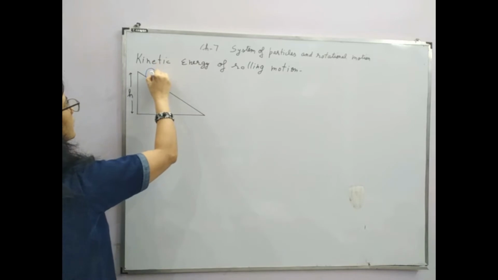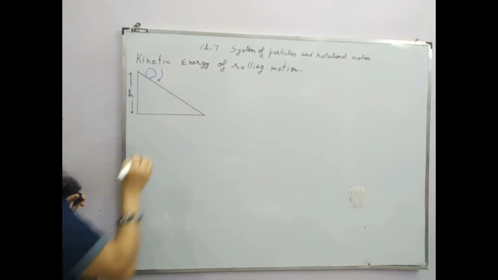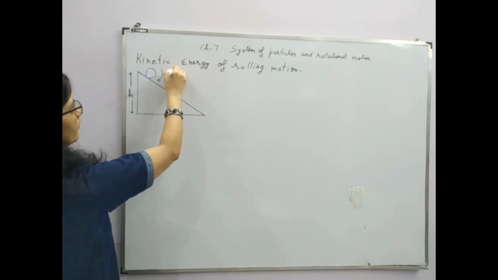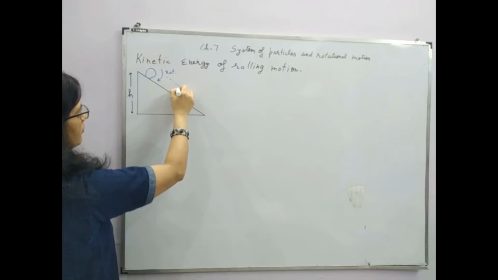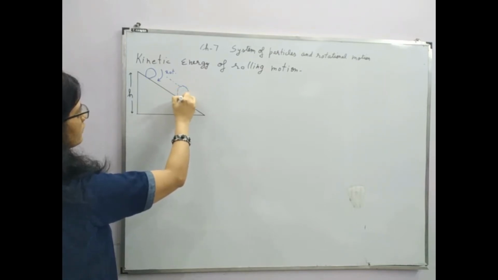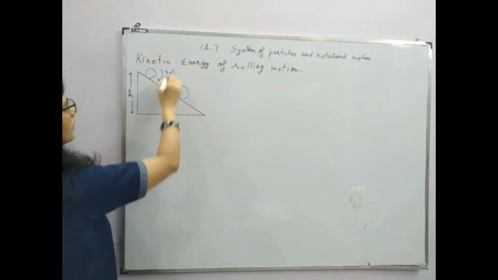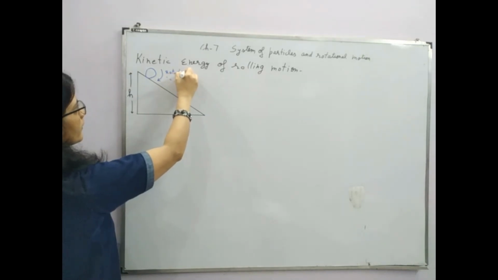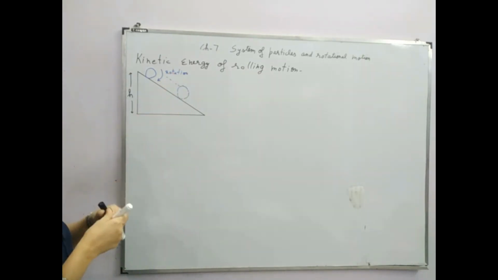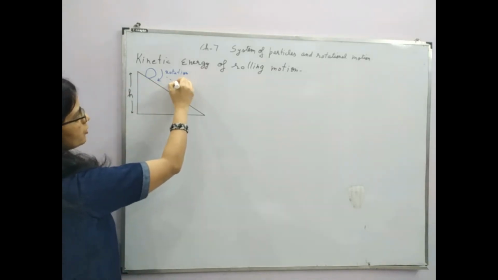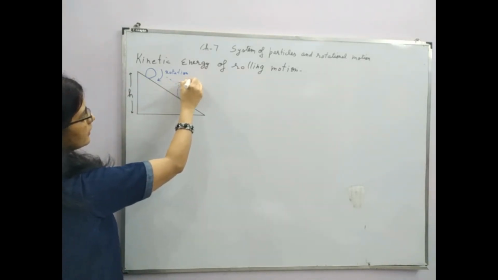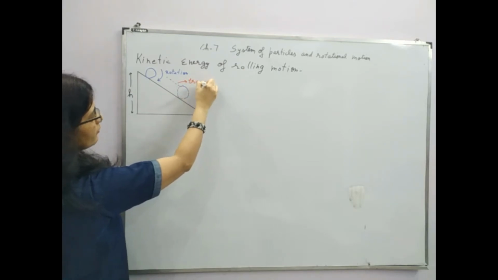What does this mean? Rolling down an incline means it is undergoing rotational motion, right? And also it is undergoing translational motion, due to which it is covering the linear distance on the inclined plane. So this is translation.